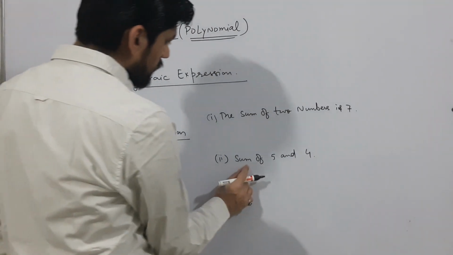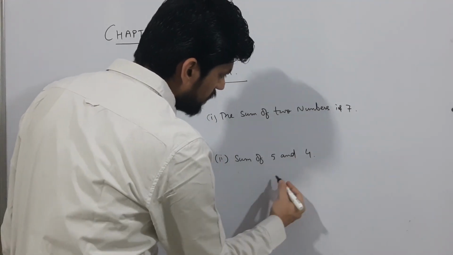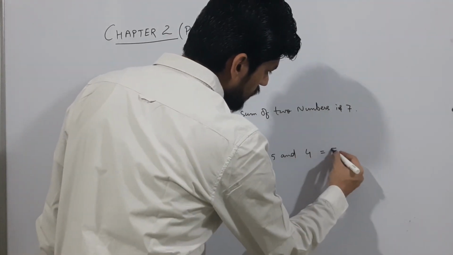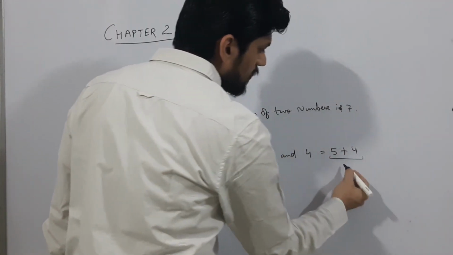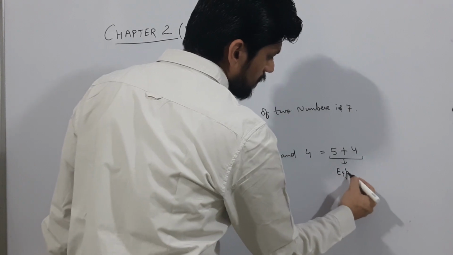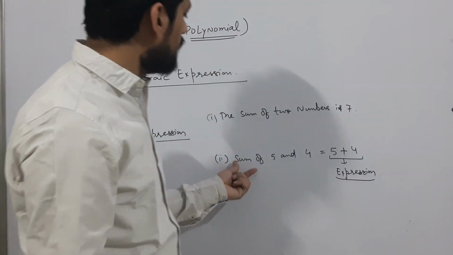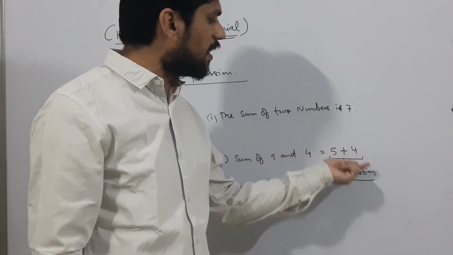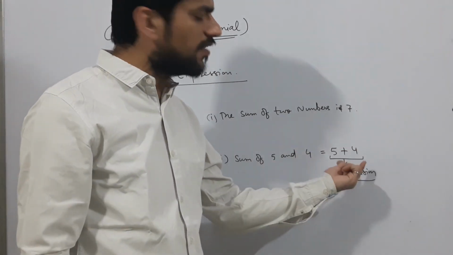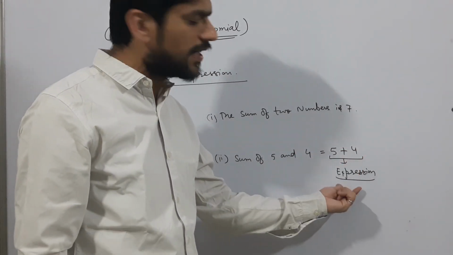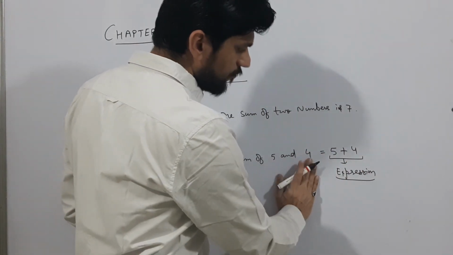If you write this mathematically, sum of 5 and 4 becomes 5 plus 4. This is what? This is an expression. एक्सप्रेशन का मतलब कुछ वर्डिंग को मैथमेटिकल टर्म्स देना is called an expression. एक इंग्लिश में किसी स्टेटमेंट को आप अगर मैथमेटिकल फॉर्म में एक्सप्रेस करते हो, that is called an expression in mathematics. So 5 plus 4. This is the sum of 5 and 4.